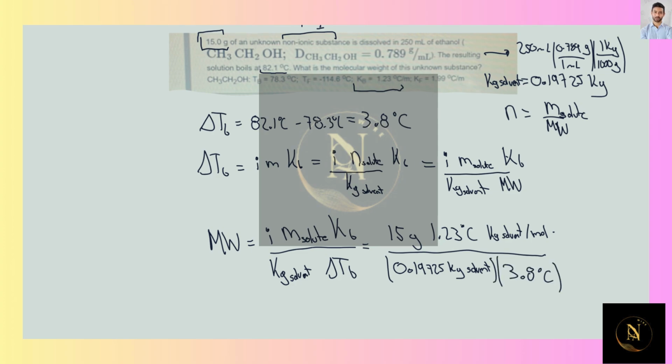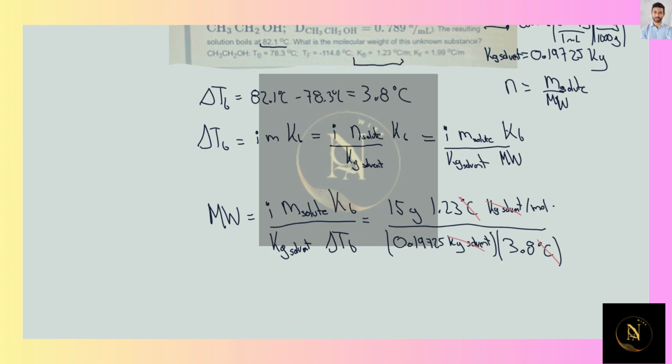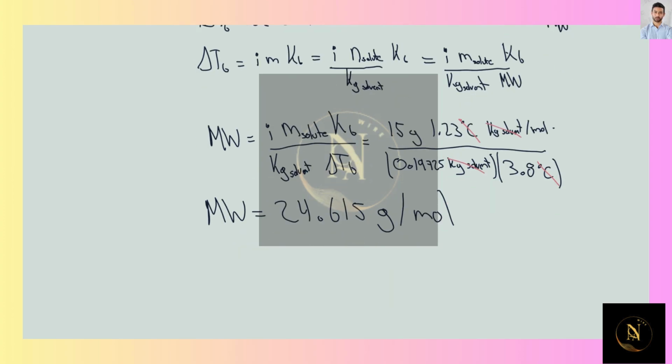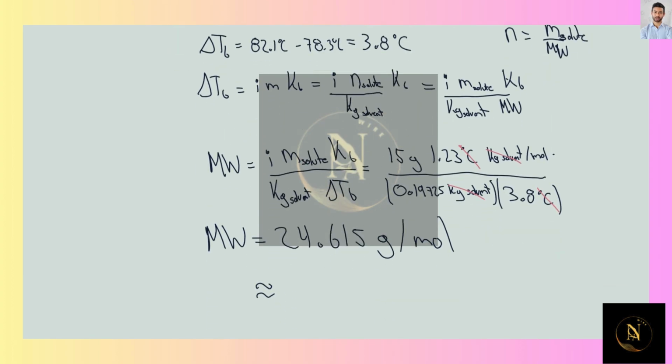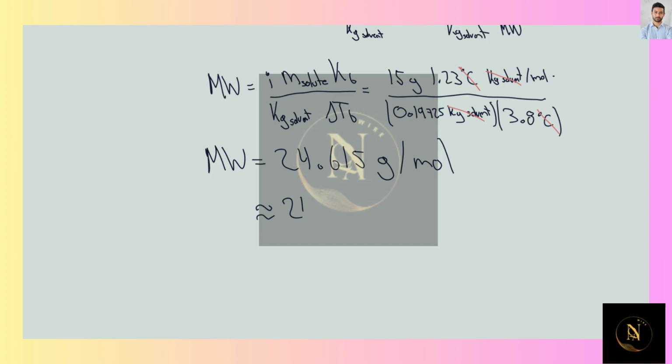Notice that the final units are going to be grams per mole, since degrees Celsius and degrees Celsius cancel out, and kilograms of solvent cancel out with kilograms of solvent, giving us that the molecular weight for this compound is going to be equal to 24.615 grams per mole. You can round this up to 3 significant digits, since all of the quantities given by the problem are up to that level of accuracy, which would be 24.6 grams per mole.